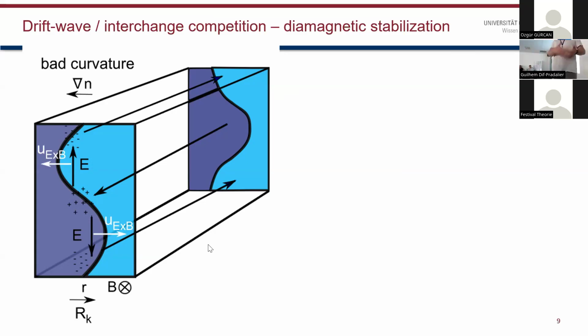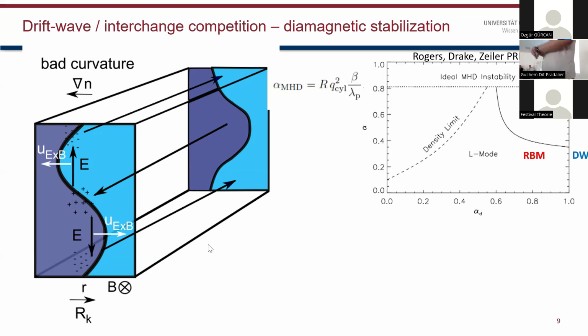It's a good thing to have drift waves. It's not bad. Otherwise, you have interchanges. It's bad. And this is then called diamagnetic stabilization. And this is when this, in fact, somehow starts because we were asked to use this parameter here, which is in this Rogers-Drake-Zeiler picture, and it's called the diamagnetic parameter because it describes how interchange instabilities are stabilized by drift waves.